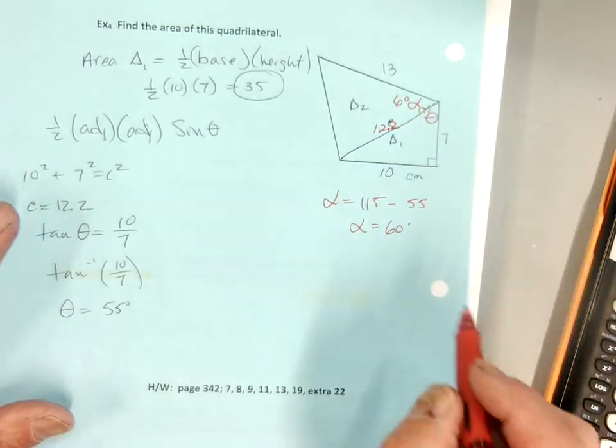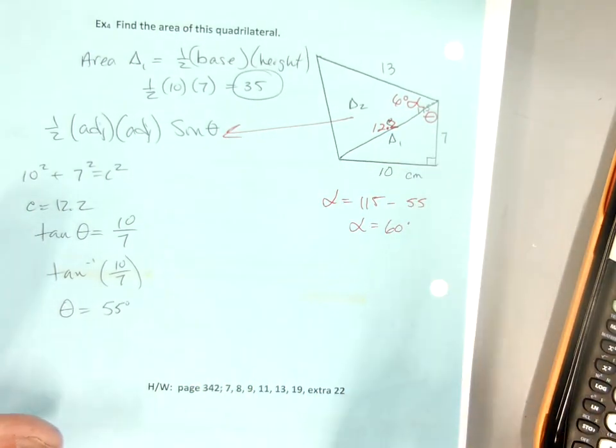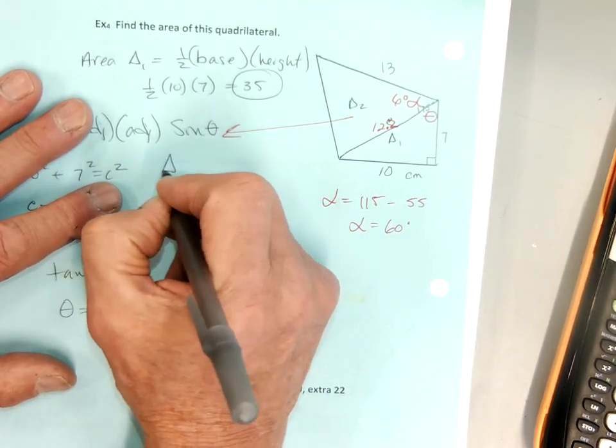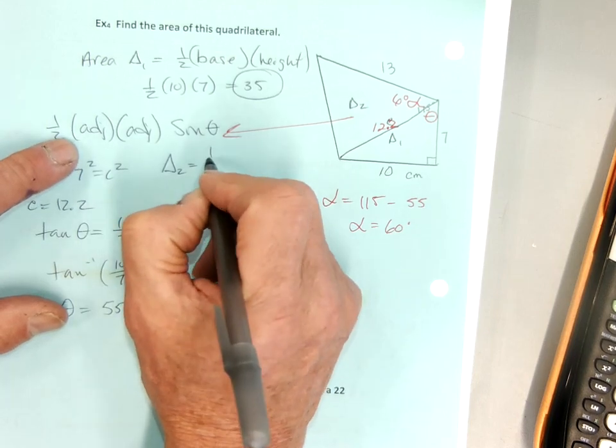And now I'm going to use my new formula to find triangle 2. So triangle 2 is 1/2.